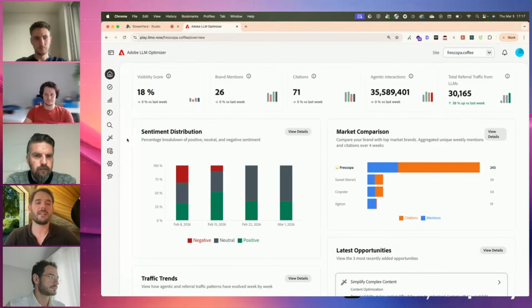And then we have different types of metrics. We have visibility score, which is computing how well you are visible to LLMs for the set of prompts that you are tracking. 18% out of 100% means that we can probably do better on this one. Brand mention would be how many times your brand is actually cited in the LLM answers. So in this case, we're talking about Frescopa coffee, so the brand would be Frescopa. So how many times in the AI answers Frescopa got written by the AI.